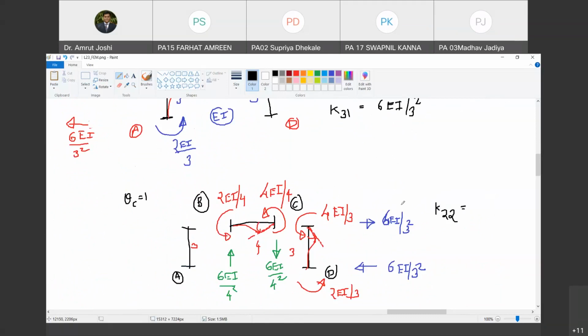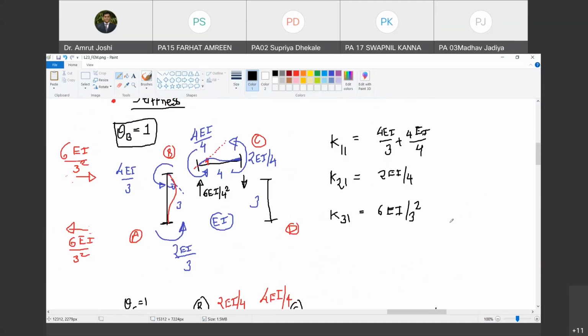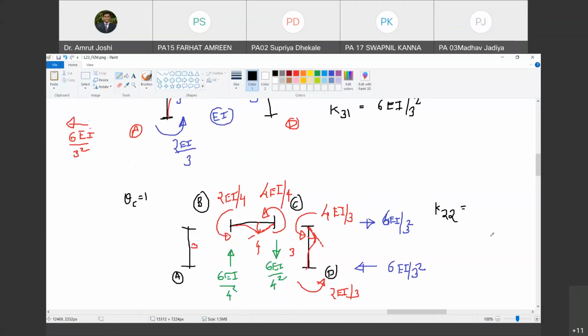So what is K22? K22 is the action that is required to be produced at 2 to have unit deformation at 2. What is 2? 2 is theta C. So which action are we looking for? We are looking for moment. Are you with me? Yes, sir. So the moment required to be produced at 2, that is at C, to have unit deformation at 2, that is to have theta C equal to 1. Are you with me? Yes, sir. So how much is the moment? 4 EI by 4 plus 4 EI by 3.